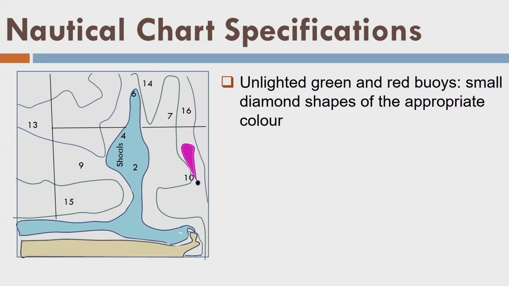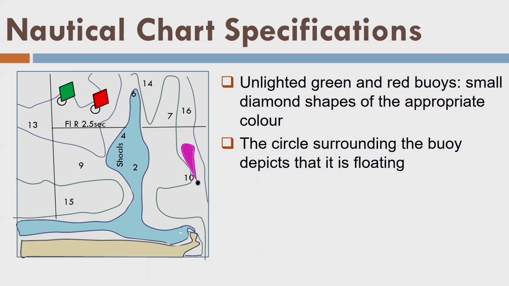What next? We have the unlighted green and red buoys, that is, small diamond shapes of the appropriate color. These small diamonds mean that the red indicates the red color buoys and the green indicates the green color buoys. The circle surrounding the buoy depicts that it is floating. That means if I draw the circles like that, both green and red buoys are floating on the surface of water.